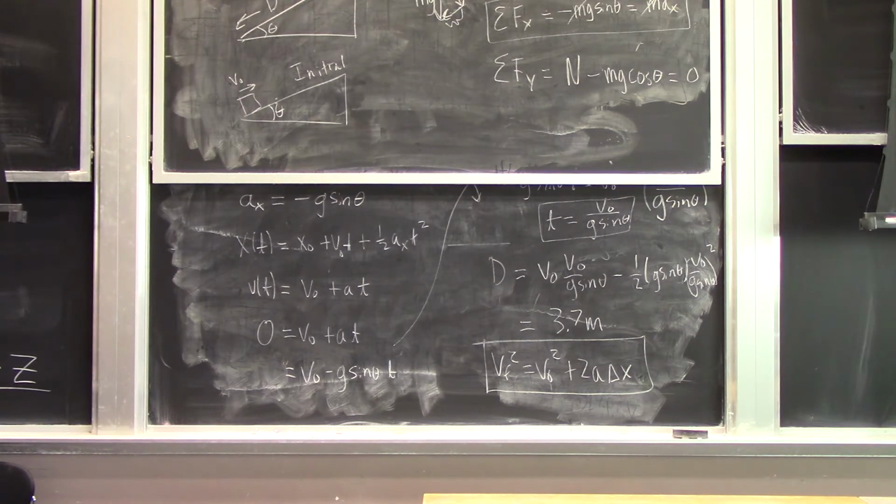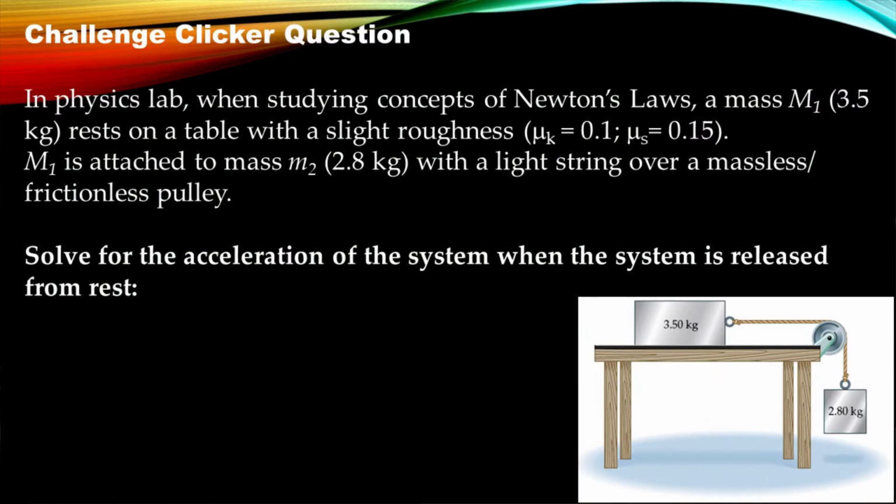All right, so we have another one here. In a physics lab when studying Newton's laws, a mass M1, which has a mass of 3.5 kilograms, rests on a table with a slight roughness, where the coefficient of kinetic friction is 0.1 and the coefficient of static friction is 0.15. M1 is attached to mass M2, which has a mass of 2.8 kilograms, with a light string over a massless frictionless pulley. Solve for the acceleration of the system when the system is released from rest. Okay? Let's spend some time working on this one.